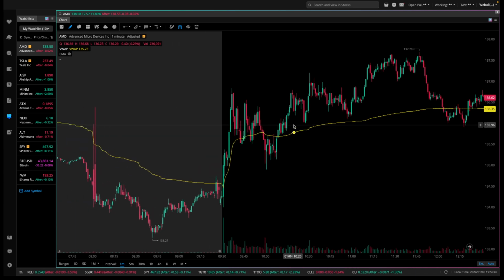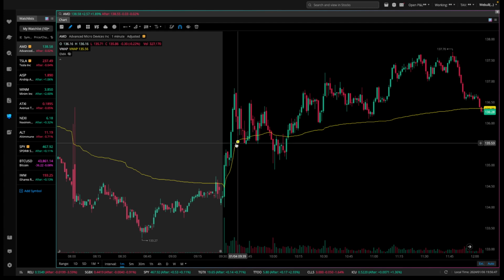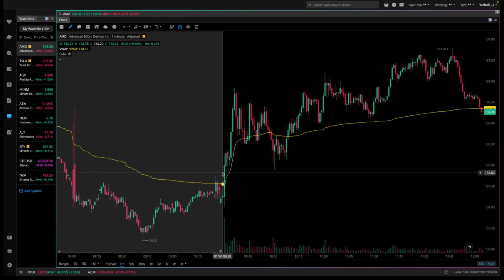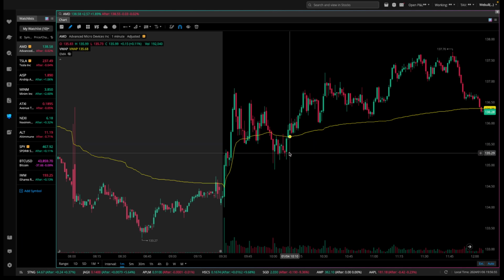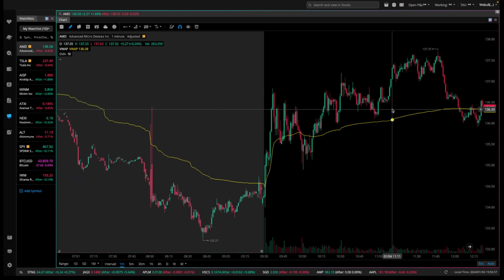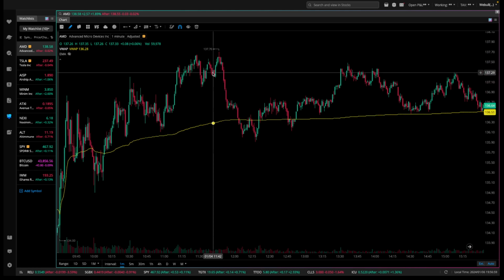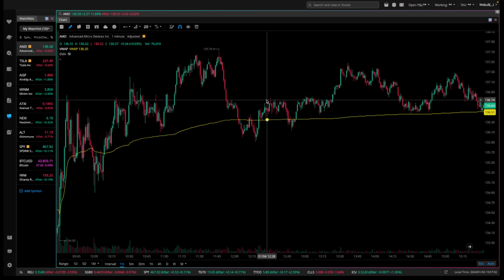So example 1, I'm using this AMD chart and showing you here, look, we broke VWAP, we bounced back off VWAP and we made new highs. Then we came back down, we bounced on VWAP, we broke below VWAP, we reclaimed VWAP and we pushed even more highs. And then if you look here again, we came back down and pushed back above VWAP.